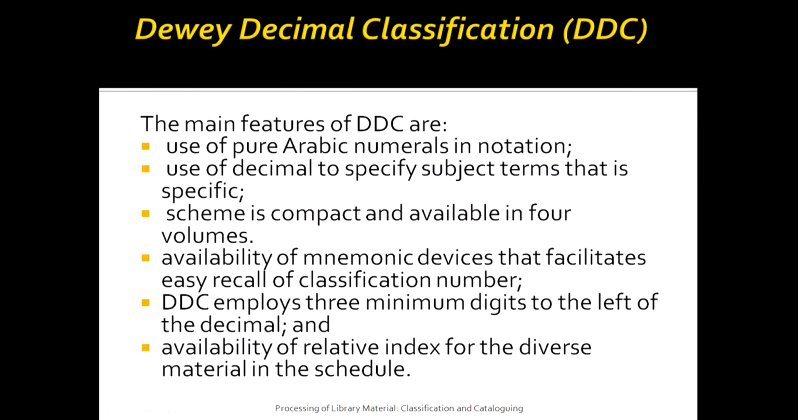Then there is availability of mnemonic device that facilitates easy recall of classification number. Now, mnemonic device is a device which facilitates the use of repetitive numbers in similar cases. Then the DDC also employs 3 minimum digits to the left of the decimal, and there is availability of relative index for the diverse material in the schedules.